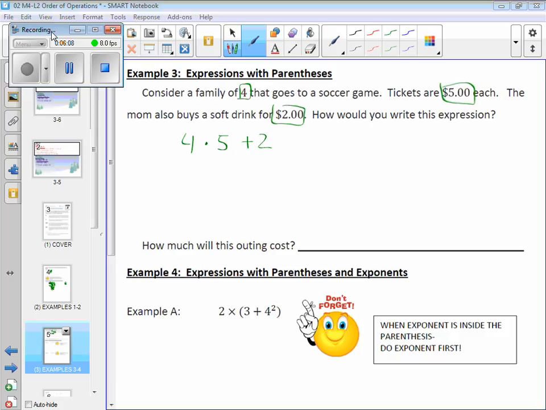What do you think? 2 divided by 4. Wait, if I do that though, by rule, I would have to do 2 divided by 4 first, and 2 divided by 4 is actually a half. So a small number being divided by a larger number. 2 divided by 4 is a half. Then a half times 5 actually winds up being 2.5. So that's not going to work.